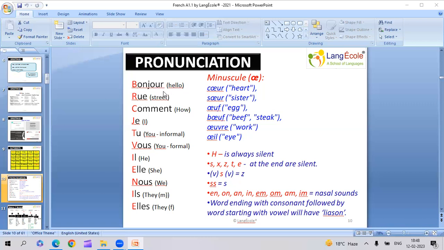Bonjour, ooh. Nous. What about U and E? Where is that? After bonjour: rue, hue. As I was explaining earlier, this alphabet, if it comes after a consonant and at the end of the word, will not have any sound of its own.